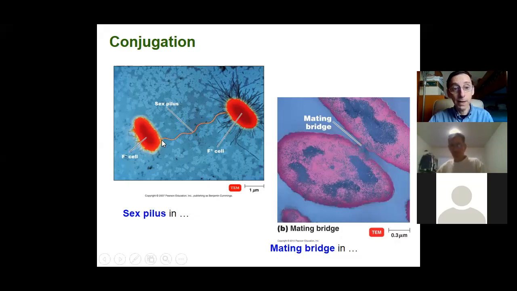And then that sex pilus will winch the two cells closer together. But they don't have to become right next to each other because the sex pilus is actually hollow. And that will allow a plasmid, which is called the F plasmid, to move from the F+ cell into the F- cell. So that's how the sex pilus performs conjugation.